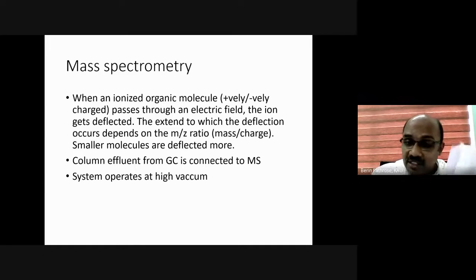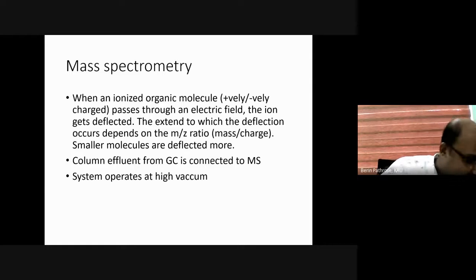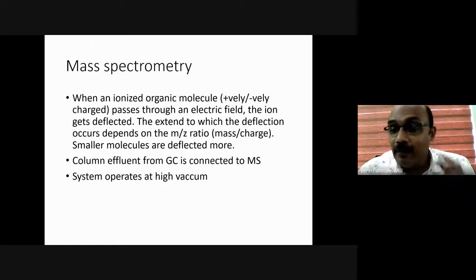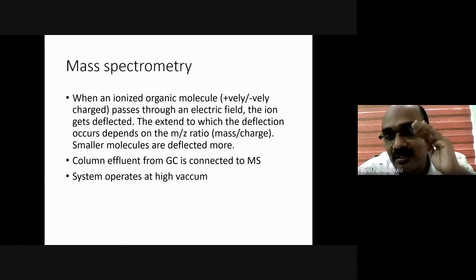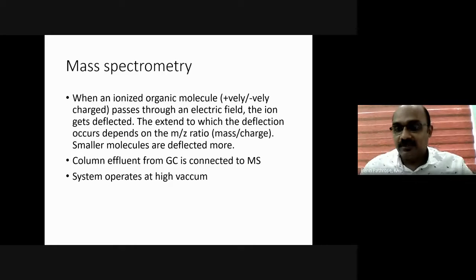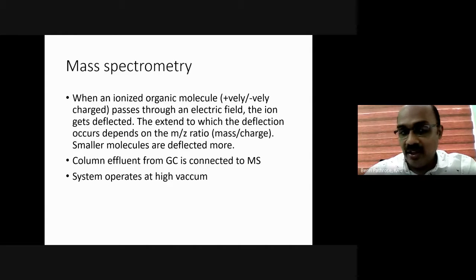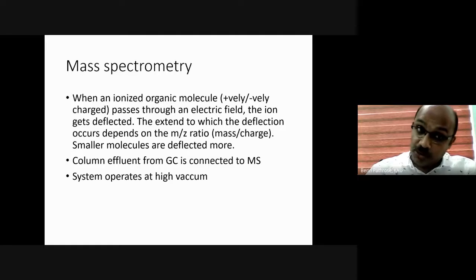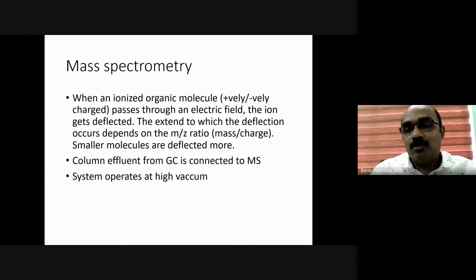So even if the two compounds have the same physicochemical property and the same charge, they can be deflected differently based on the mass by charge ratio. A low molecular weight one can be easily deflected. High molecular weight ones will be deflected at a slower rate. So based on this mass by charge ratio, the mass spectrometer separates out the compounds.